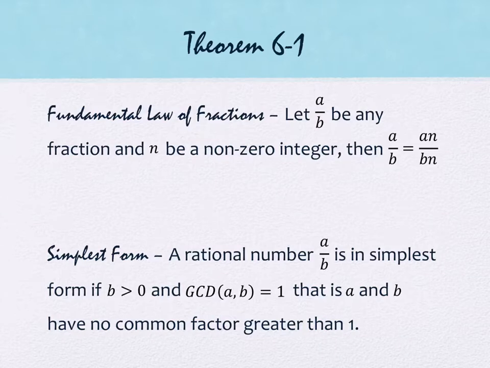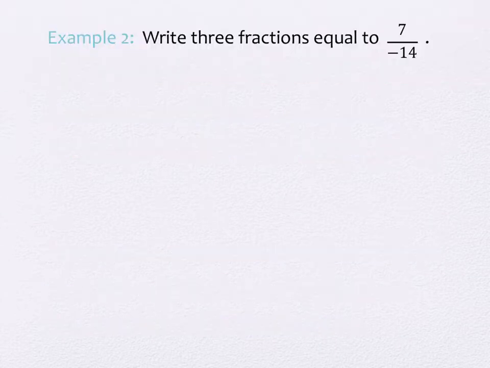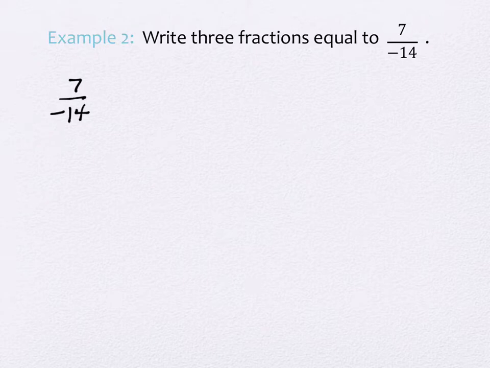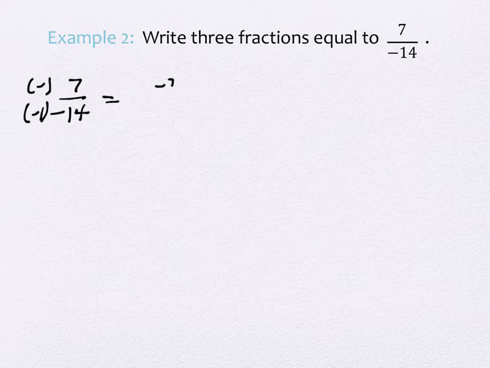All right, so the first example that we're actually going to do today, example number 2, is to write fractions equal to 7 over negative 14. So using the simplest form idea or the fundamental law of fractions, we can create lots of fractions equal to this one. The simplest thing we can do, that you might not always think to do, is that we could multiply or divide, depending on your perspective, the numerator and the denominator by a negative. In other words, we can find negative 7 over 14. Not very interesting, but that's an equivalent fraction.